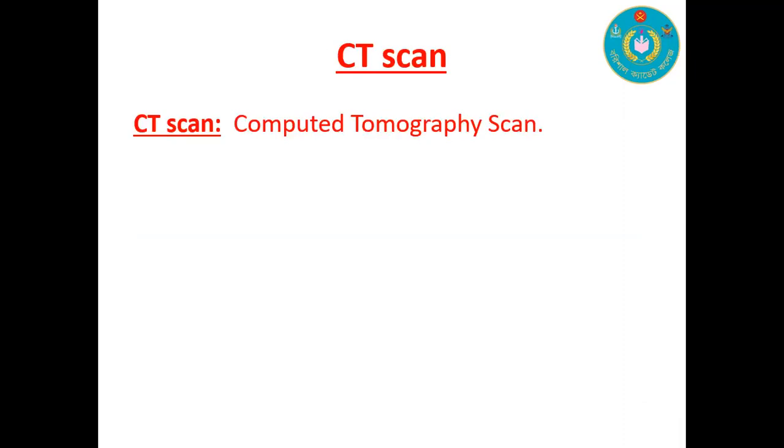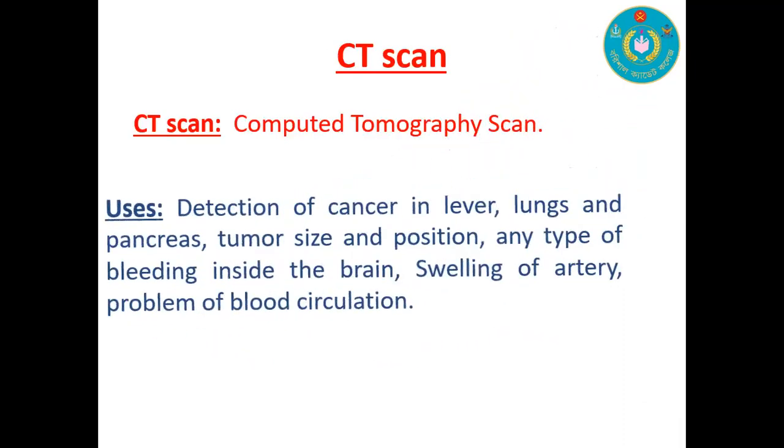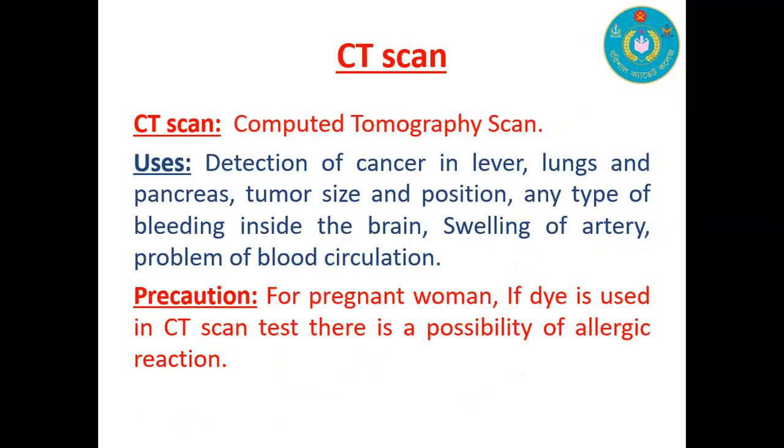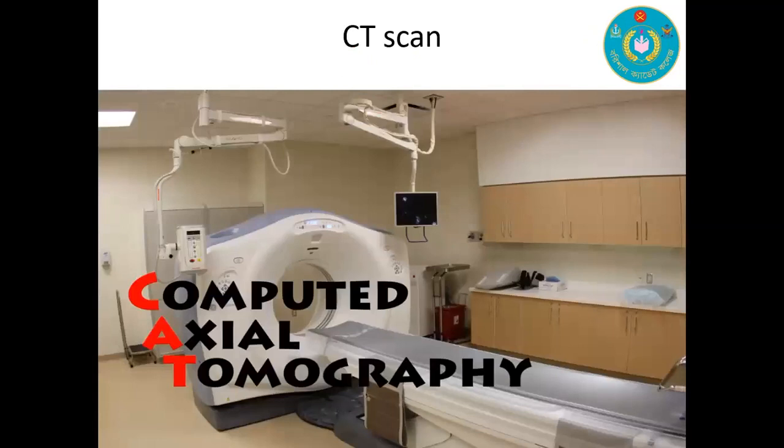Now we're going to discuss CT scan. CT scan is nothing but computed tomography scan, and we use CT scan for the detection of cancer in the liver, lung, and pancreas, and tumor size and position. Any type of bleeding inside the brain, swelling of an artery, and problems of blood circulation can be detected by CT scan. We have to take some precautions for pregnant women. If dye is used in a CT scan test, there is a possibility of allergic reaction. CT scan was previously known as CAT scan, and CAT scan is the abbreviation of computed axial tomography.